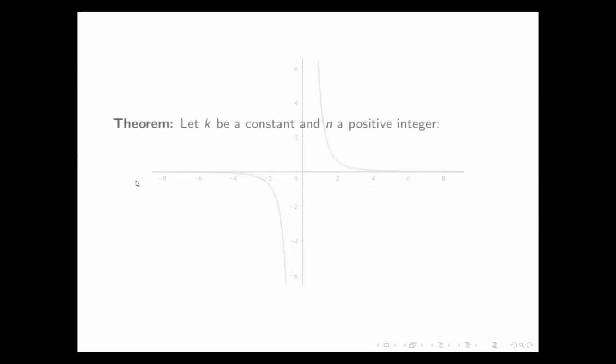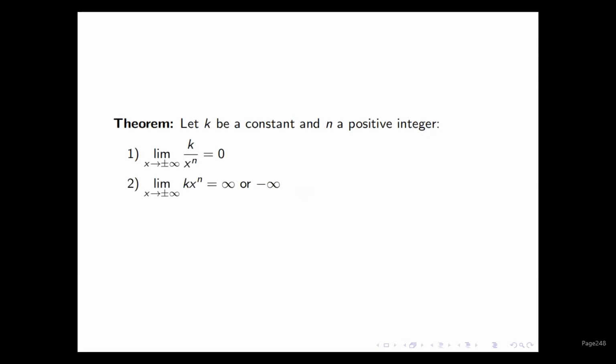Okay, so let's first have some theorems that will allow us to evaluate limits at infinity efficiently. Consider the following. Here, k is a constant and n is a positive integer, so that this one is dividing by a power of x, and this one is multiplying by a power of x. We have number one, the limit as x approaches either positive or negative infinity, it doesn't matter.